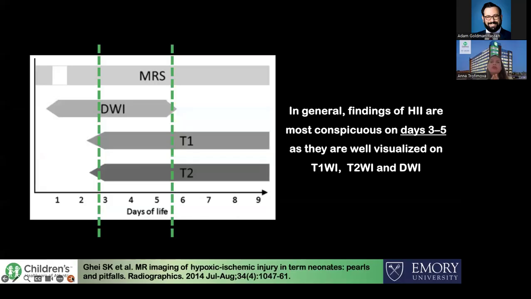So in conclusion, if we again take a look at this graph that I showed earlier, overall the findings of hypoxic ischemic injury on MRI are usually more conspicuous between days 3 and 5, because this is the time window when we can appreciate those changes on DWI, T1, and T2 weighted images, as well as on MR spectroscopy if we are performing it.